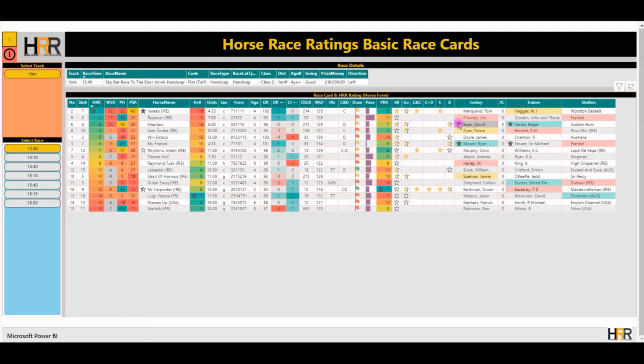So that covers the race cards themselves. Now let's go through some of the races from today as examples based on that information.